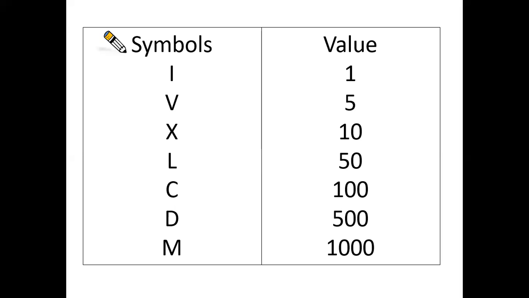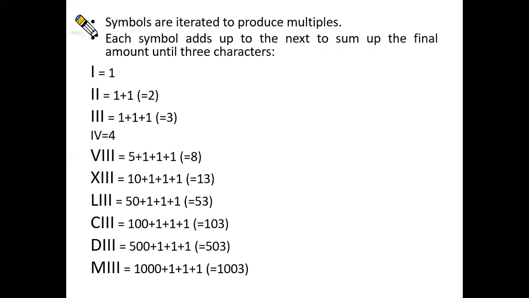So here are the symbols and their values. I, 1; V, 5; X, 10; L, 50; C, 100; D, 500; M, 1,000. Symbols are iterated or repeated to produce multiples. They add up. Each symbol adds up to the next to sum up the final amount. You can only repeat up to three characters.